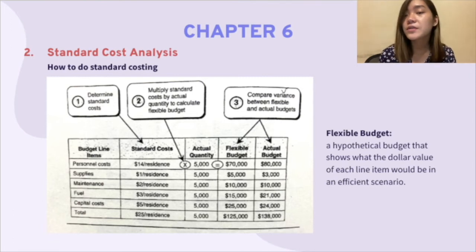So first, we have to determine the standard costs. Second, we have to calculate the flexible budget by multiplying standard costs with actual quantity. And third, we have to do the variance analysis by comparing differences between the flexible and actual budgets to pinpoint inefficiencies in each specific line item.